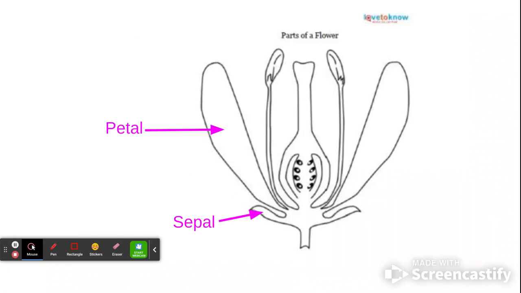So if you don't have this drawing, you can either do a really rough sketch of this in your notebook, or you can grab it from me later when you return. But we're just going to label petal and sepal on our little diagram here.